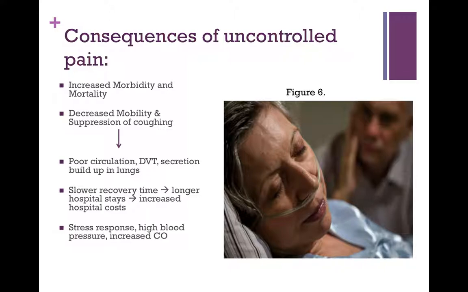Another consequence of uncontrolled pain is an activation of the sympathetic nervous system. This in turn leads to high blood pressure and an altered cardiac output. Overall, uncontrolled pain creates a large stress chain reaction for the body and affects other organ systems.